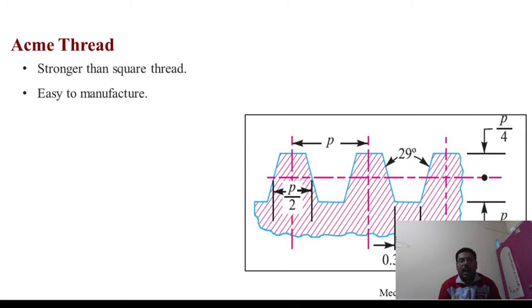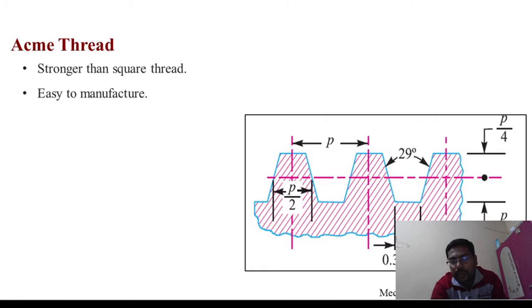Fourth one is the Acme thread. So observe the sketch here. What are the different dimensions of P and what is the angle? The pitch is P divided by 4. Observe here, the pitch is in the vertical portion, from one threaded portion to the pitch of another thread, one tooth to another tooth, and the pitch is equal to P divided by 2, the distance between one thread and another thread.